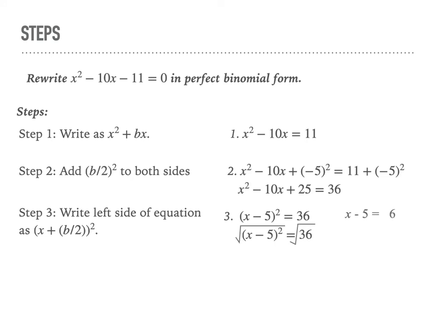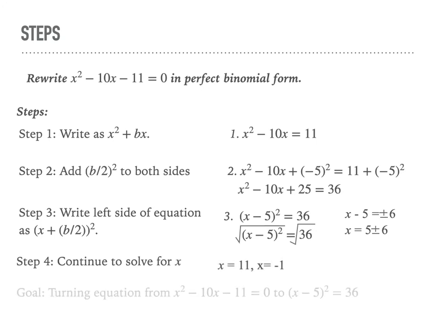Now we have to find the values of x, and we can do that by first taking the square root of both sides, which then becomes x minus 5 equals plus or minus 6, and then moving 5 to the other side. And now our answers are x equals 11 and x equals negative 1, which are our values for x. So as you can see, we have reached our goal of turning our equation into a perfect binomial and then solving for x from there.